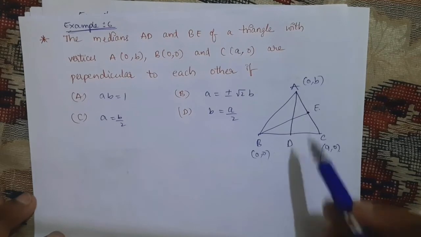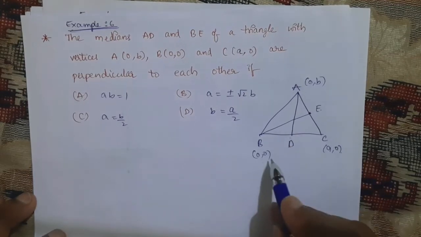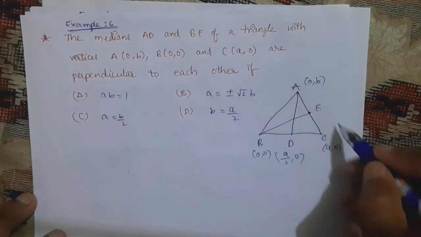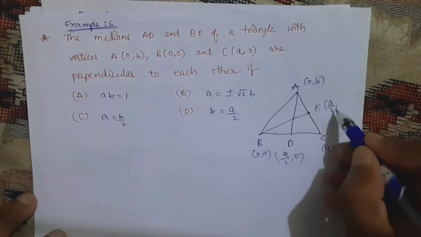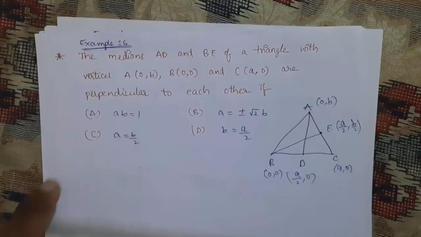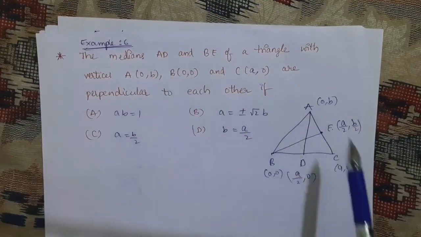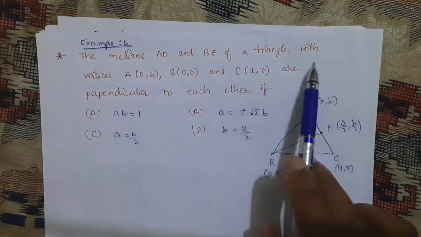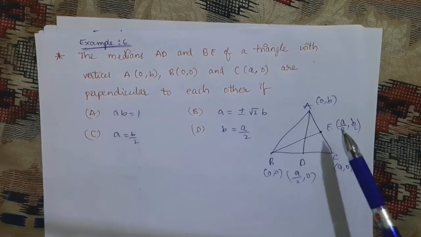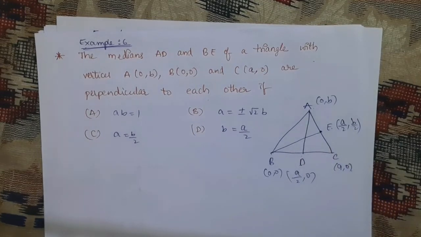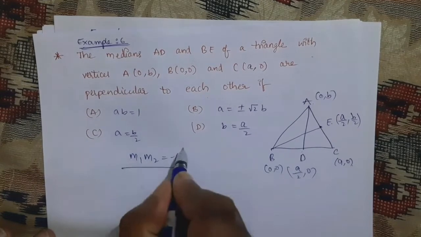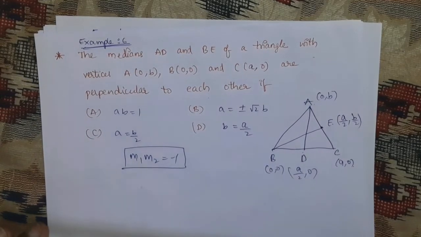As these are medians, D is the midpoint of these two points. Applying the midpoint formula, this is (a/2, 0) for one, and for the other you get (a/2, b/2). Now we have these two points. The medians AD and BE of the triangle are perpendicular to each other. If they are perpendicular, we know the condition m1 into m2 equals -1. By using this, we need to find the values of a and b.